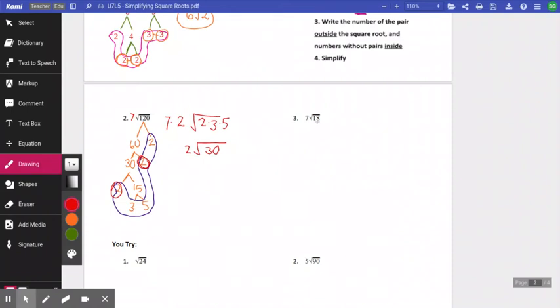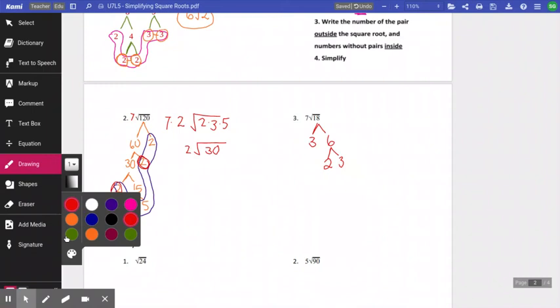So we're going to start by making a factor tree for the square root of 18. If I think of pairs of numbers that multiply to give me 18, I could use 3 times 6. And then 6 is not prime. I could say 6 is the same thing as 2 times 3. And that's everything. So my prime numbers are 3 times 2 times 3. I'm looking for pairs. There's a pair of 3s.